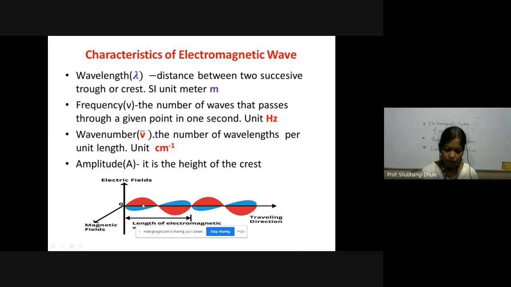So if you take this crest, the middle of this point and this point, this distance is called the wavelength. Or you can take one complete cycle like this, or the red one, and that is also called a wavelength. So the distance between two successive troughs or crests is called a wavelength. The unit of wavelength is meter. It is denoted by the Greek letter lambda.